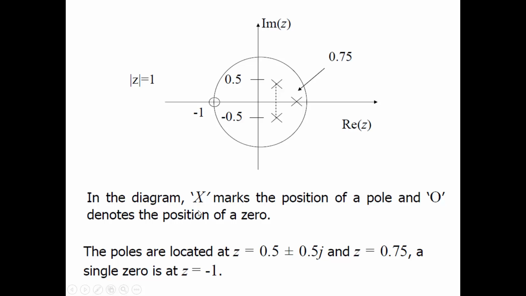The poles are located at 0.5 plus minus 0.5j. So these are the complex conjugate pair of poles, and one pole is there at z equal to 0.75. A single zero is at z equal to minus 1. Two other zeros are also there in this system because the number of poles and zeros will remain the same. Those zeros are at the origin. Now, any zero or pole at the origin does not contribute to the transfer function of the system.